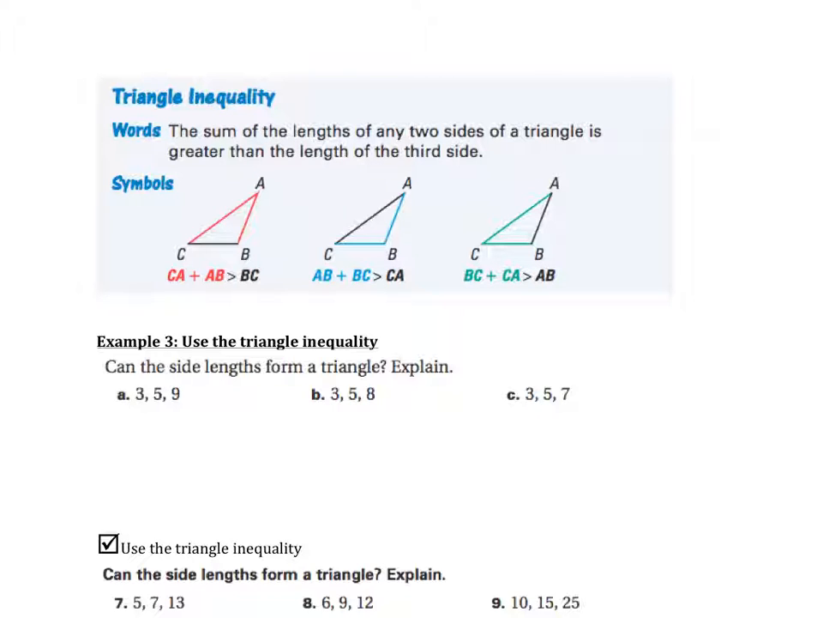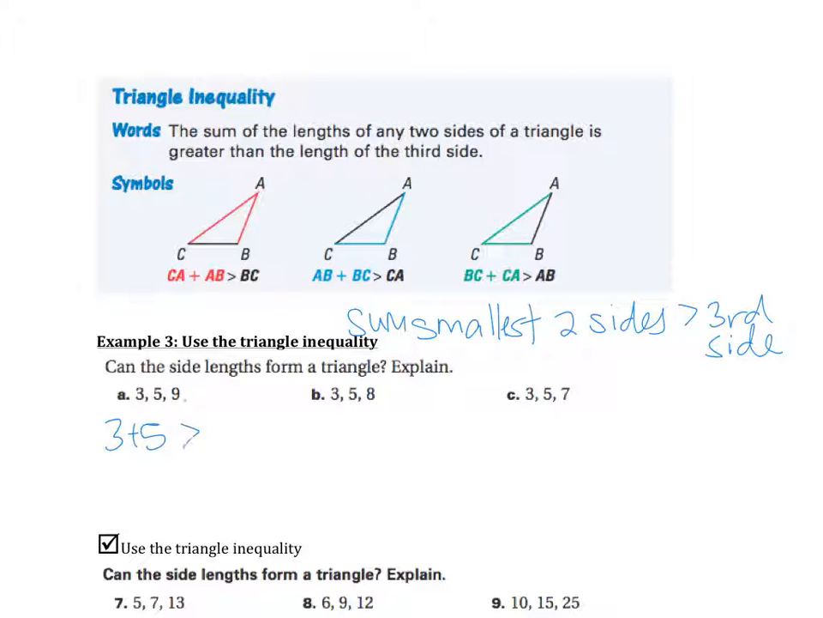So what we do is we always take the smallest two sides, and the sum of those must be greater than the third side. Must be greater than. So 3 plus 5, is it greater than 9? No. So this would not form a triangle.